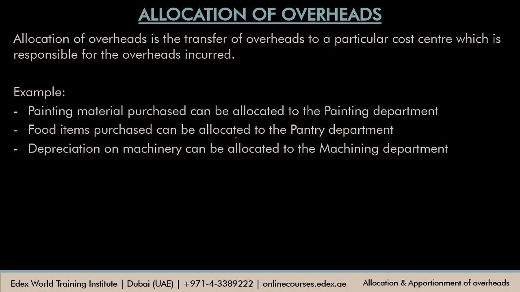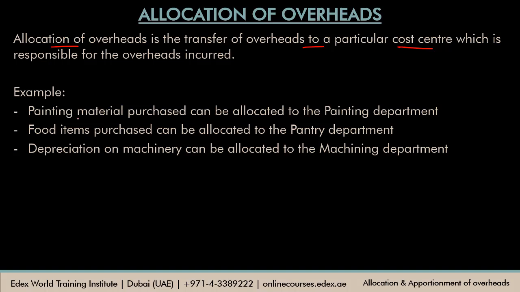When this direct relationship between an overhead and a department can be established, and we can transfer the overhead cost directly to that department, that process is known as allocation of overheads. So allocation of overheads is the transfer of a particular overhead to a particular cost center which is responsible for that overhead. There is no confusion that this particular overhead is generated by multiple departments. No, it is directly generated, or only one cost center will be responsible for this overhead, and this overhead hence can be allocated to that cost center.